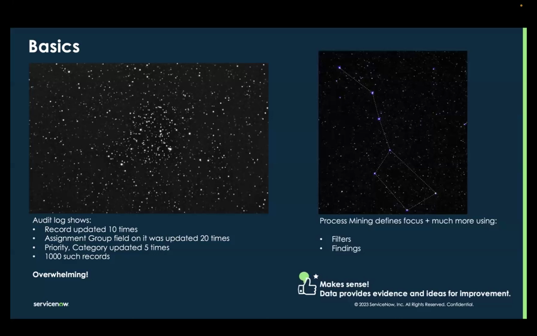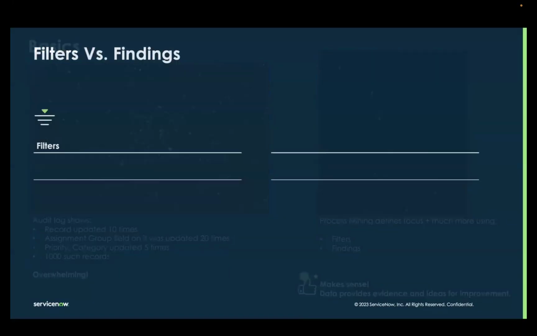That's when process mining comes in and says, look, I'm going to help you put some filters and some findings on it. And that will help you see the constellation, which is the patterns in your own data. From there on, you could make sense of your data and have ideas for improvement, and it will give you evidence for process anomalies as well. So that's where the filters and findings come into play.